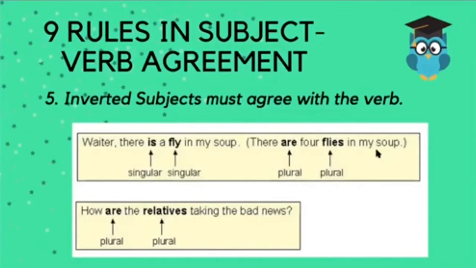Another example, there are 4 flies in my soup. So this time, flies is in plural form. So you have to put are. You cannot say there is 4 flies in my soup.